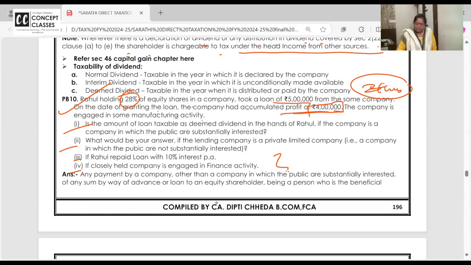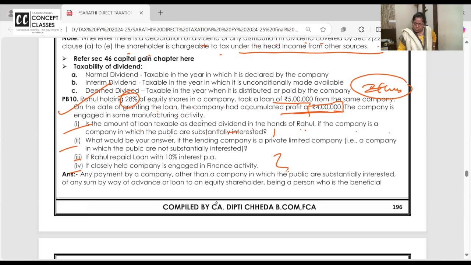Is the amount of loan taken deemed dividend in the hands of Rahul, if the company is a company in which the public is substantially interested? Are you all with me on what they are asking? Is the loan given deemed dividend in the hands of Rahul, if the company is one in which the public is substantially interested?